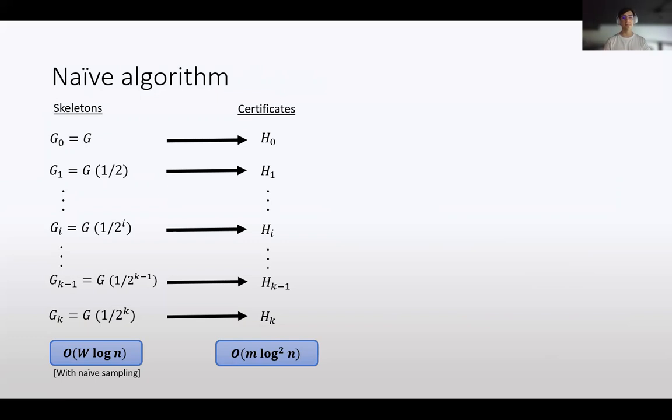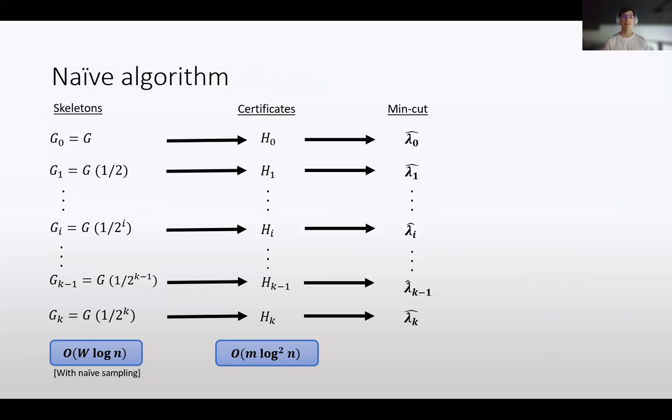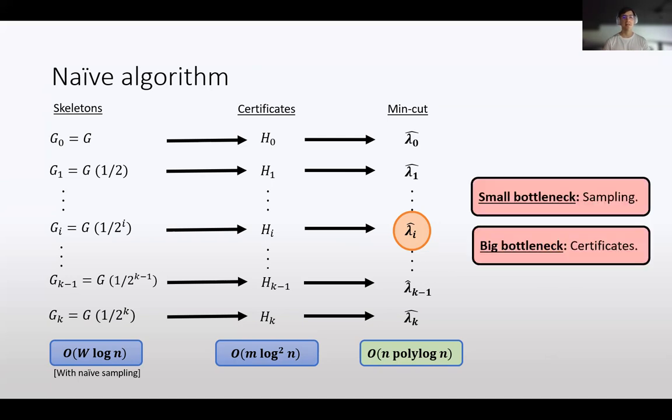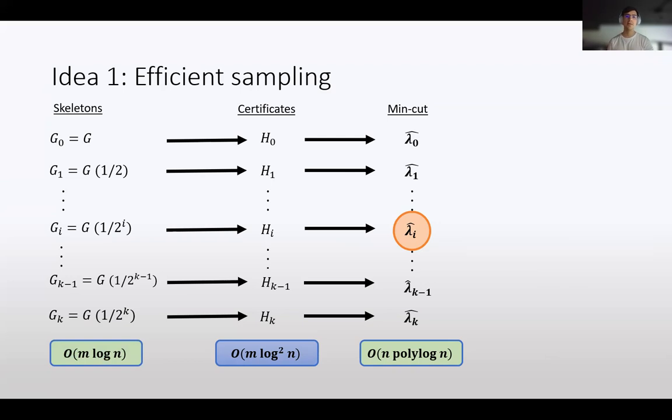As the third step in the naive algorithm, we compute the min-cut value in each of the certificates in parallel, which only takes n polylog n work because each certificate has only n polylog n edges. So finally, we search for a layer i in this hierarchy whose min-cut value is roughly 100 log n and proceed to compute the desired min-cut approximation. We see from the schematic that towards an efficient parallel algorithm, one must lower the work required for 1, sampling the collection of skeletons, and 2, the construction of the certificates. Towards solving the first bottleneck, one could simply assume that we can sample each weighted edge binomially with constant work, which implies an overall work bound of only m log n for the skeletons' construction.